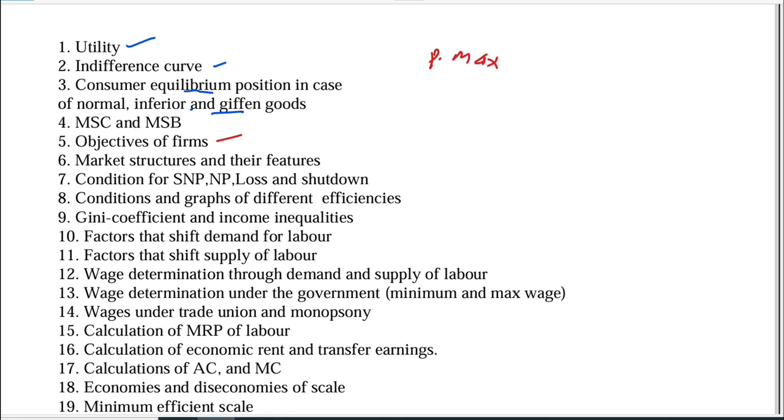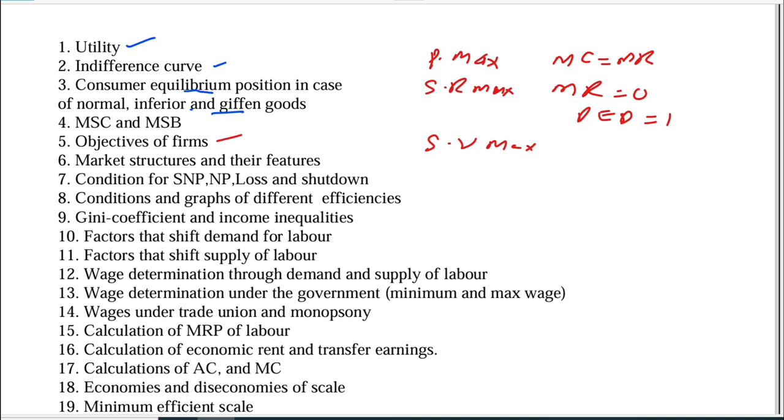When examiner asks profit maximization, the equilibrium will take place where marginal cost is equal to marginal revenue. And sometimes examiner asks sales revenue maximization, and for sales revenue maximization, marginal revenue must be equal to 0 and price elasticity of demand must be equal to 1. And for sales volume maximization, average cost should be equal to average revenue. And another objective that examiner tests is achieving allocative efficiency.